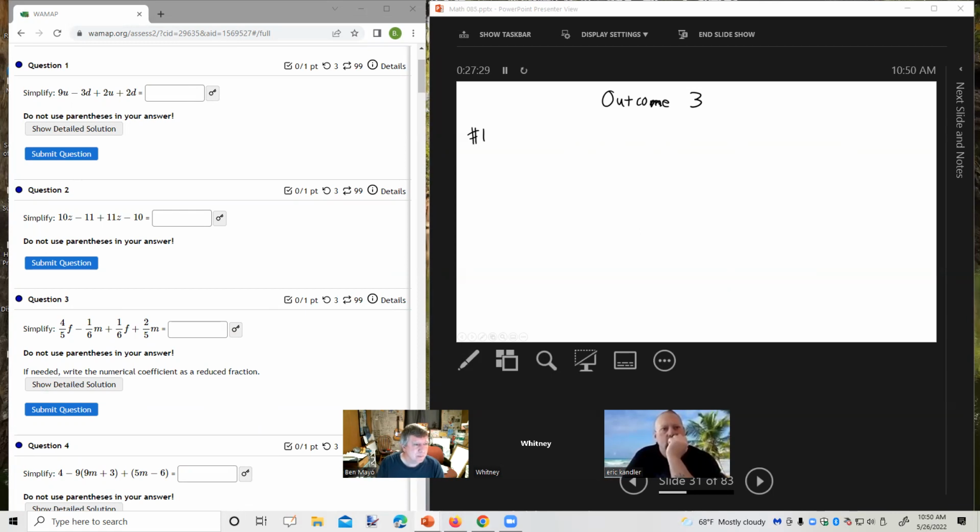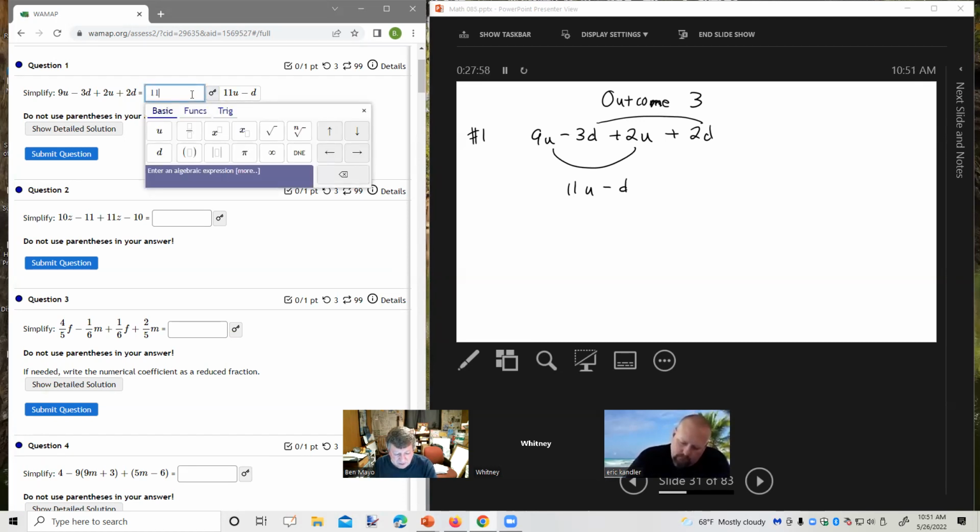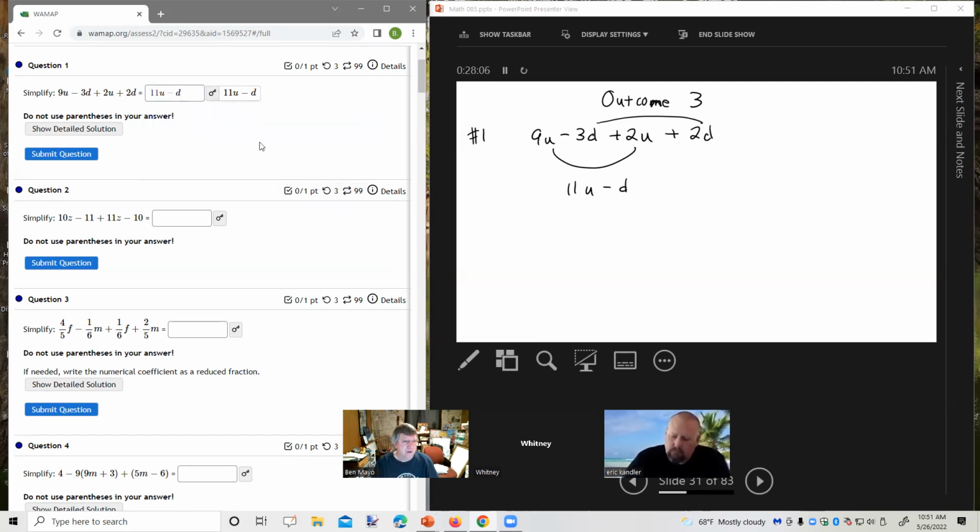Question number 1. Simplify. So we have 9u minus 3d plus 2u plus 2d. Combining like terms, we get 11u minus 1d. And I don't need to put the 1 in front of the d, as you can see there how they write it. It isn't wrong if you put it there, but it isn't necessary. So 11u minus d.